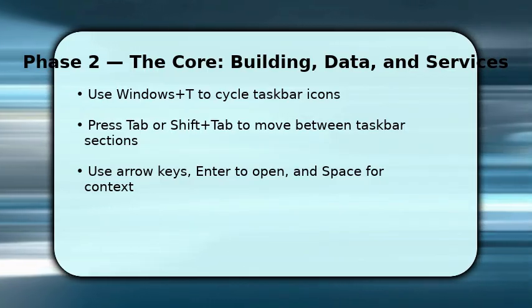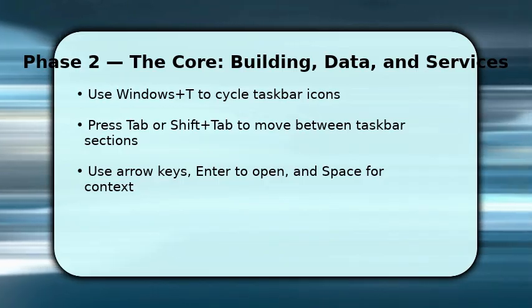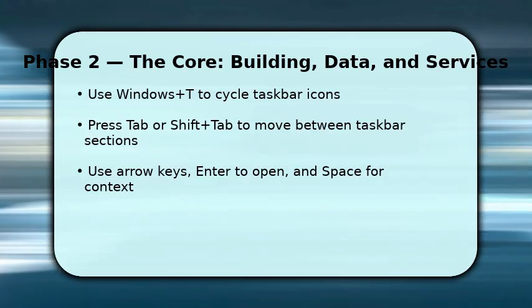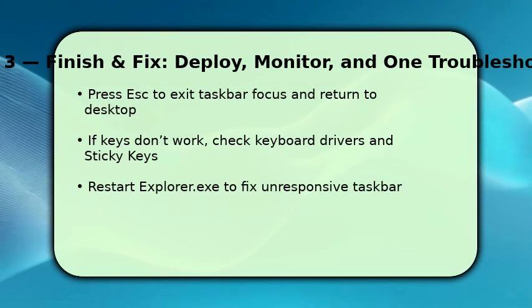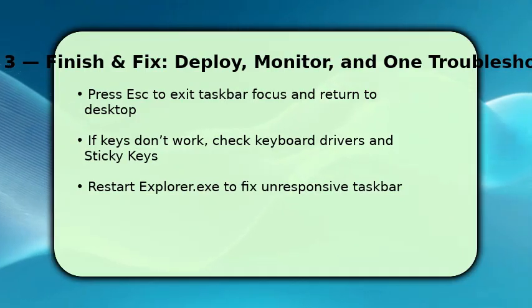Make sure to combine Shift or Control when needed for special behaviors, and pause briefly between key presses for reliable detection. To finish, press ESC to release taskbar focus, or press Windows plus D to show the desktop. If the keyboard fails, make sure numlock and function key modes aren't blocking inputs.